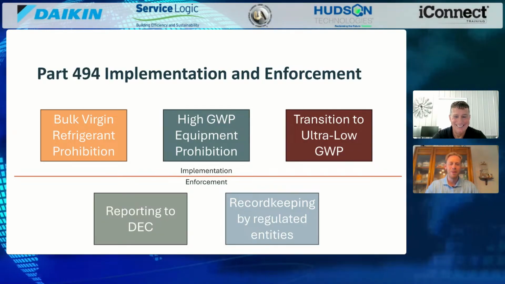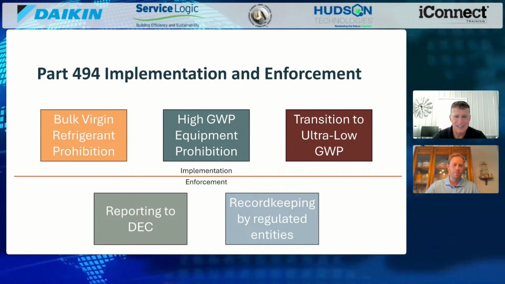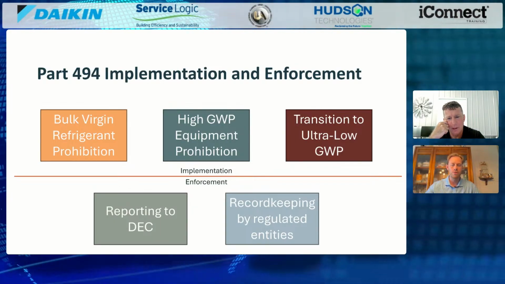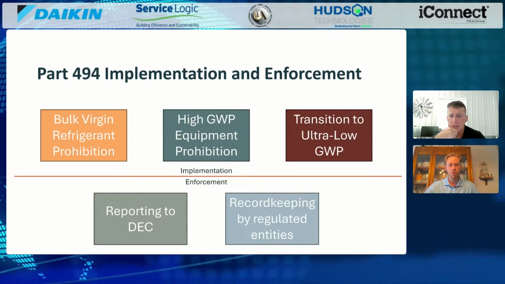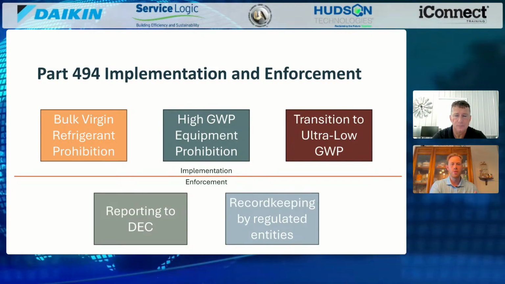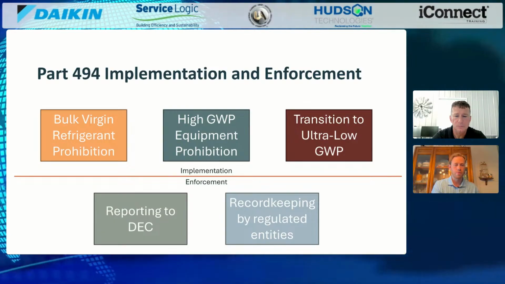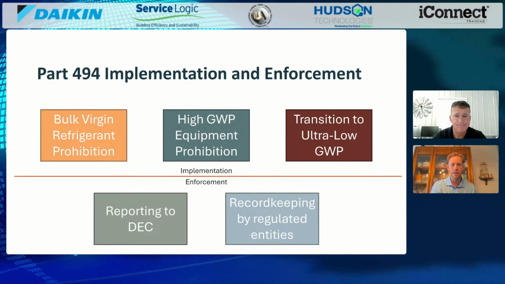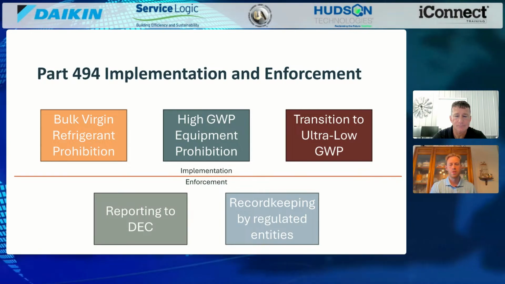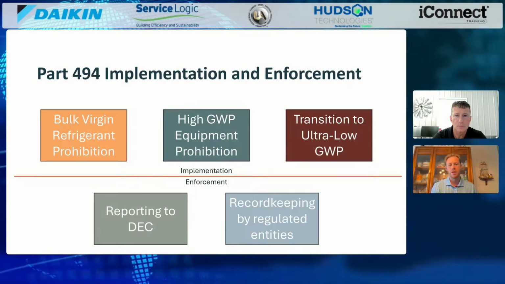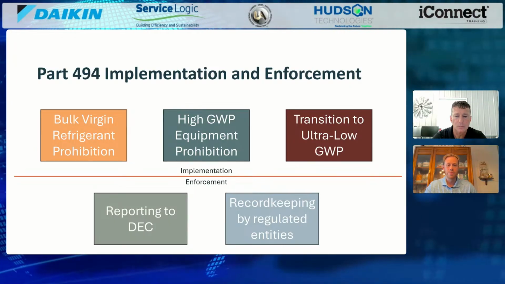But no, I was talking about the bulk virgin use. So they'll be banning the bulk. If you do that, you're going to force reclaim, and if the reclaim isn't available, you're going to force the transition, because if you have no refrigerant because the reclaim isn't available, you're going to have to install new equipment. That new lower GWP, and then eventually ultra low GWP, and that transition is going to begin.